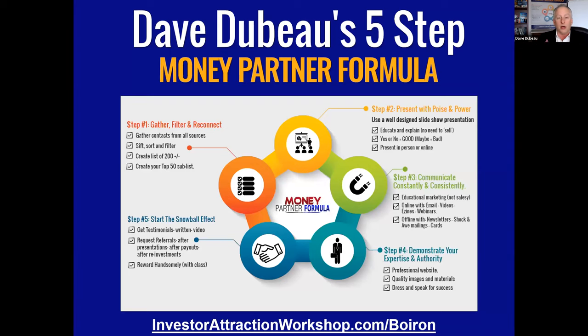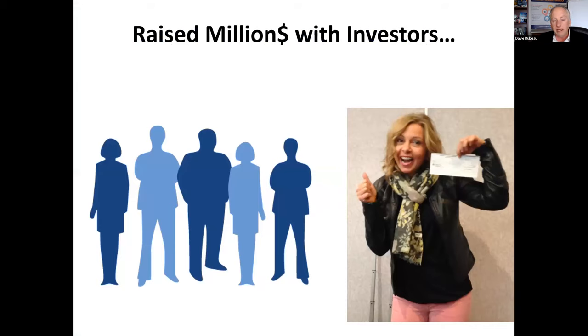And through trial and error and a lot of experience, I developed what I call my five-step money partner formula, which I'm going to be giving you guys the big picture overview here about all of this here tonight. All right, so there's five steps. And since then, I've raised millions and millions of dollars for my own deals with investor partners following this five-step process.